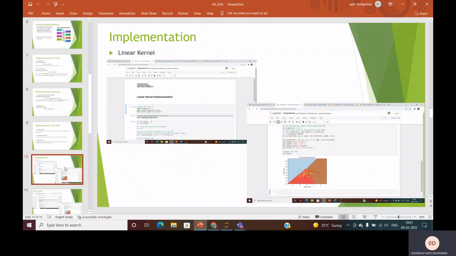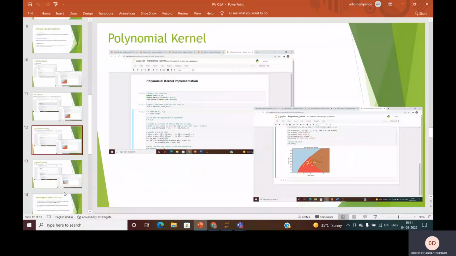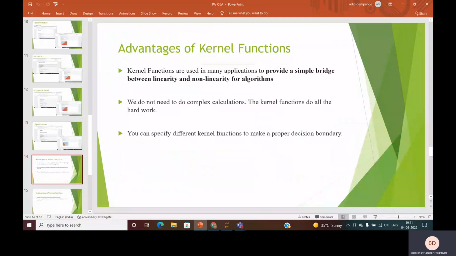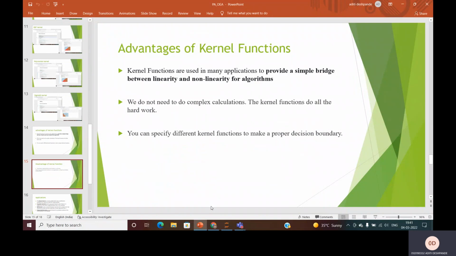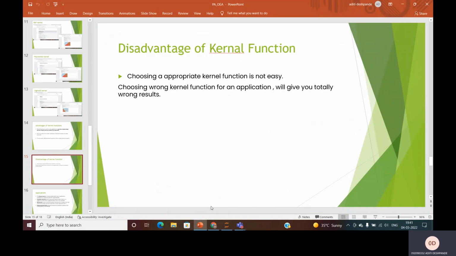Then advantages of the kernel function. Kernel functions are used in many applications, and provide a simple bridge between linearity and non-linearity for algorithms. We do not need to do complex calculations. The kernel function does all the hard work, and you can specify different kernel functions to make a proper decision boundary. Next are the disadvantages of kernel functions. You have to choose an appropriate kernel function, and it's not easy to identify which is appropriate for which application. So choosing the wrong kernel function gives you the wrong output.